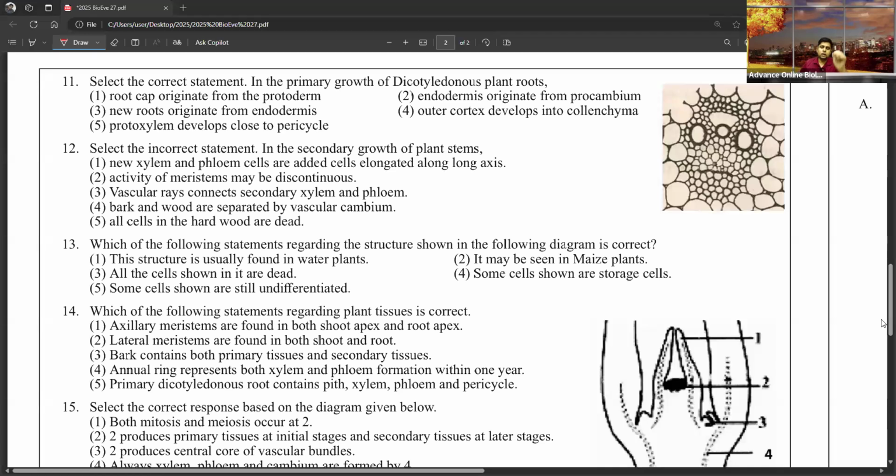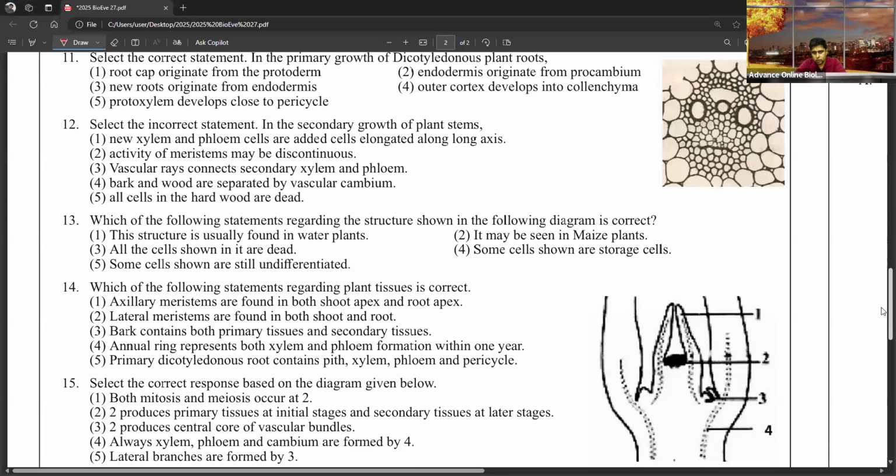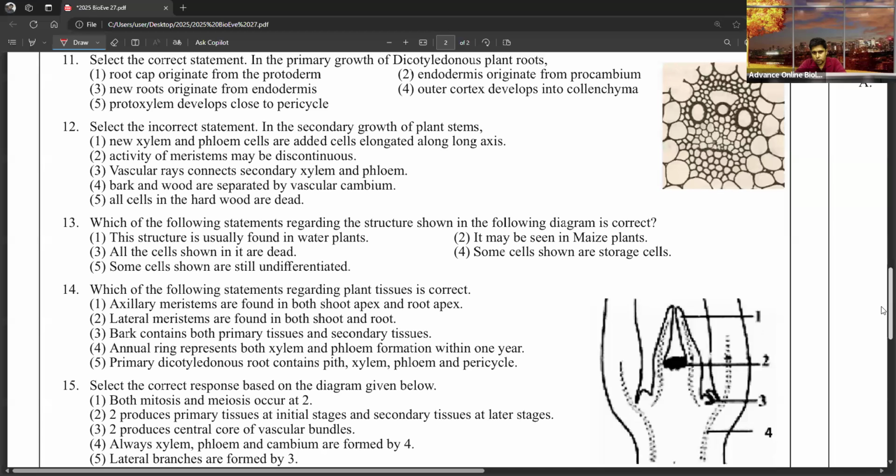Right, question number 11 to 15. Can you answer? 11 to 15.